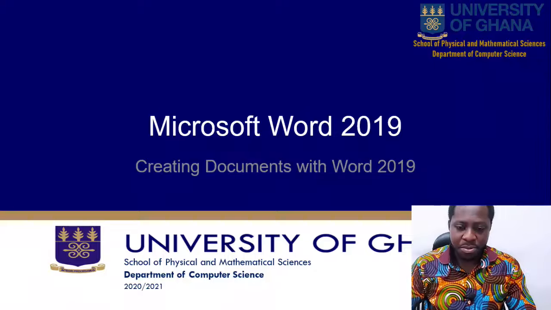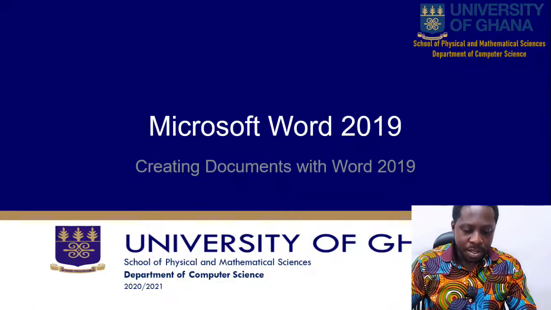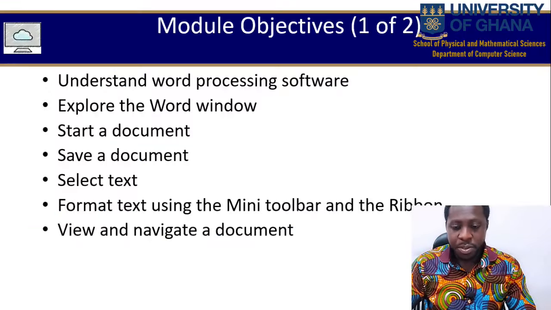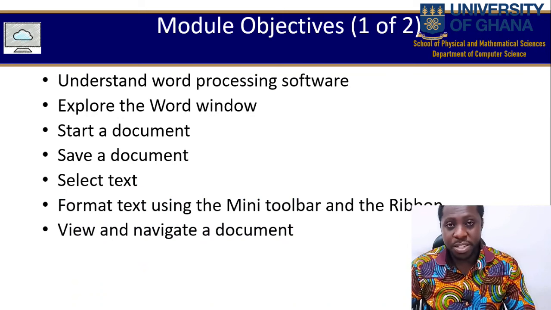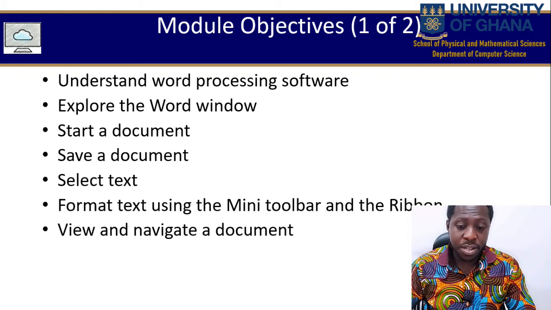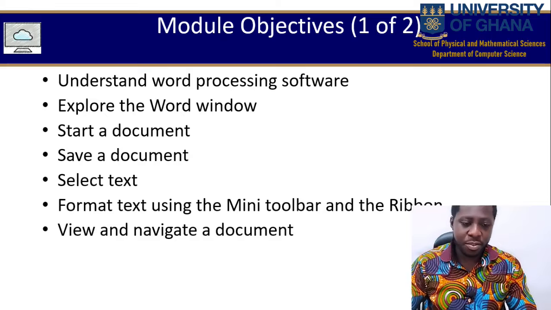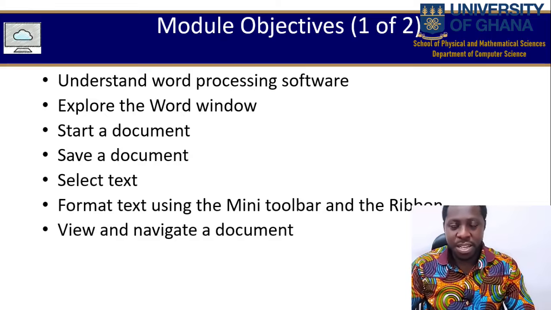So we're going to talk about creating documents with Word 2019. The outline for this session is pretty simple. We are going to try to understand the word processing software as a software on its own, explore the Word window. How do we even start a document? How do we save a document? How do we select a document? Format text using mini toolbars and ribbons, and actually view and navigate around a document. So it's not going to be anything complicated. It's going to be pretty straightforward and quick.